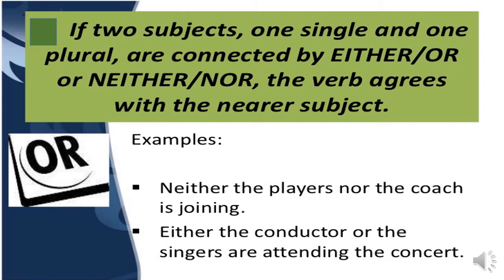Either the conductor or the singers are attending the concert. So it is vice versa here. We have the first subject conductor in singular form. Singers is the next subject which is nearer to the verb, and that is in plural form. So that's why we have the plural form of verb. Hope it is clear.